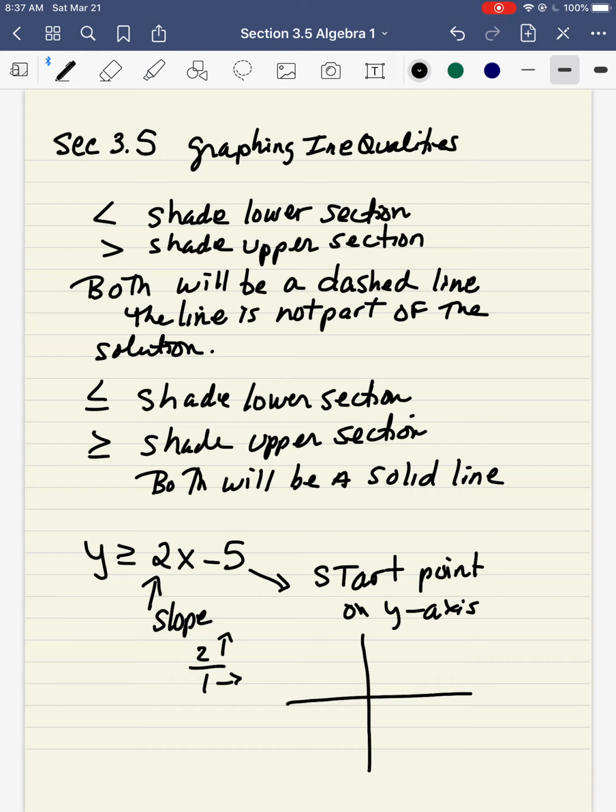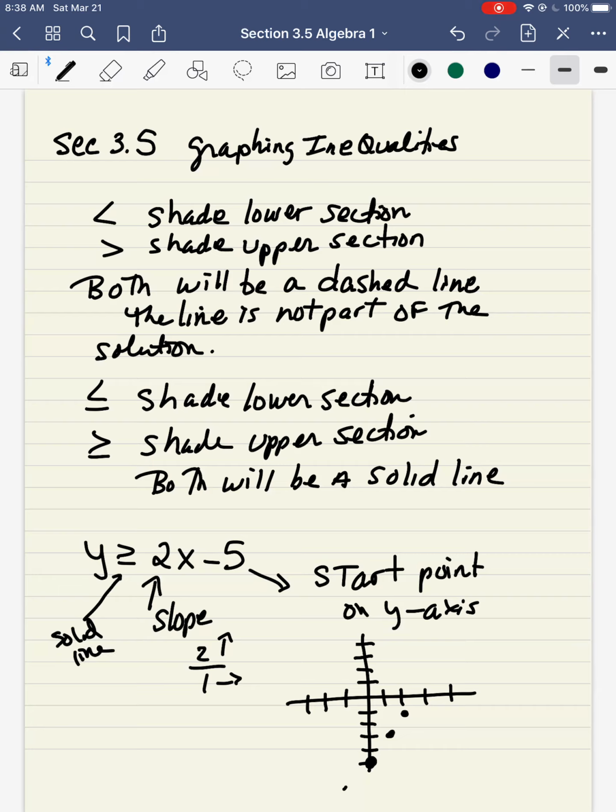So on my graph, I start at minus 5 on the y-axis, and I go up 2 over 1 for my next point, up 2 over 1 for my next point. This has an equal sign in it. This is a solid line.